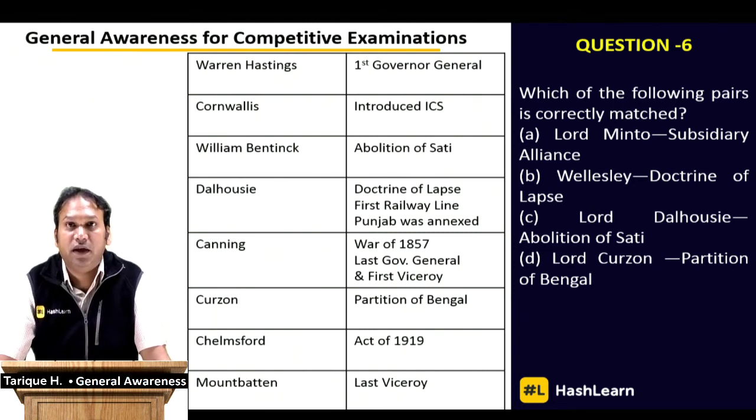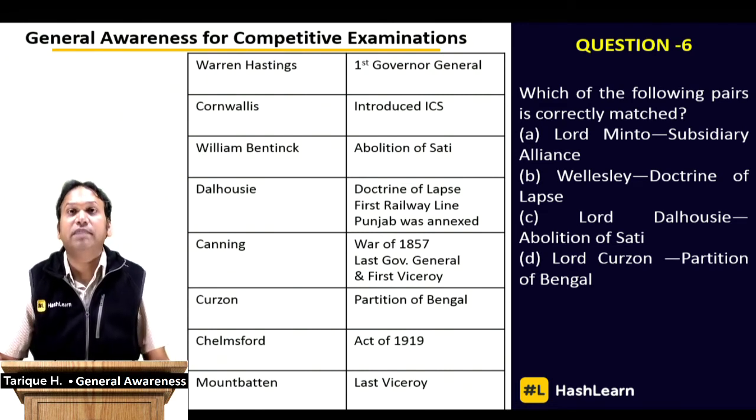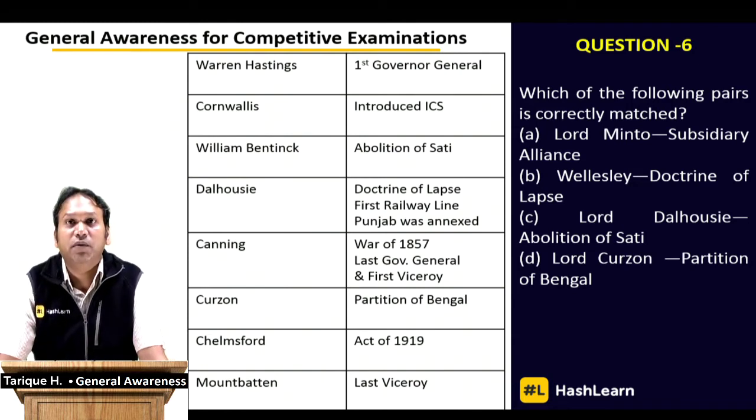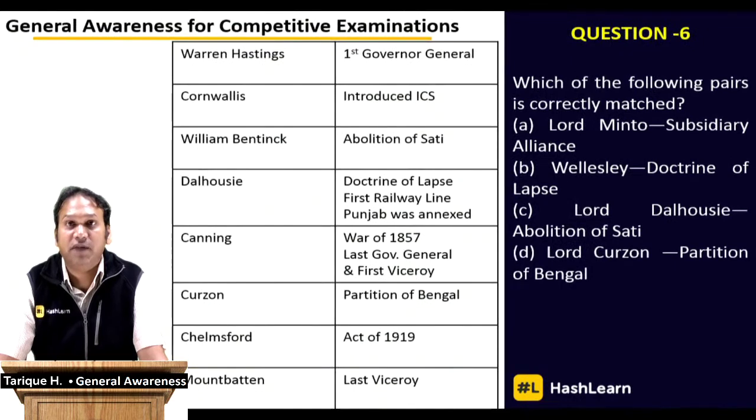The kingdom will be annexed by the British under the doctrine of lapse, and this led to many kings of the different princely states of India joining forces against the British, and the mutiny was there against the British because of this doctrine of lapse.